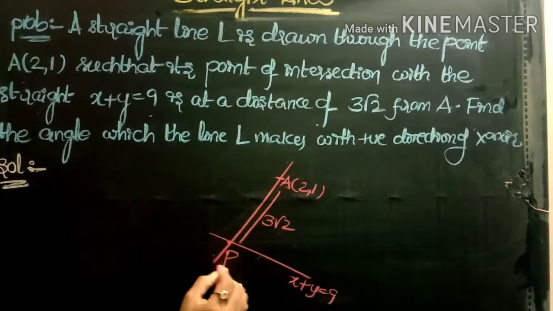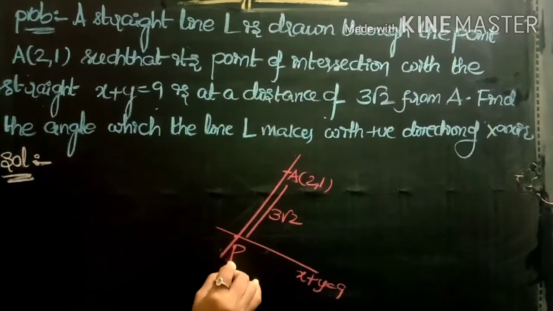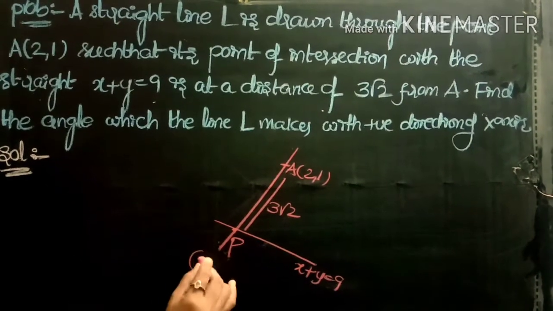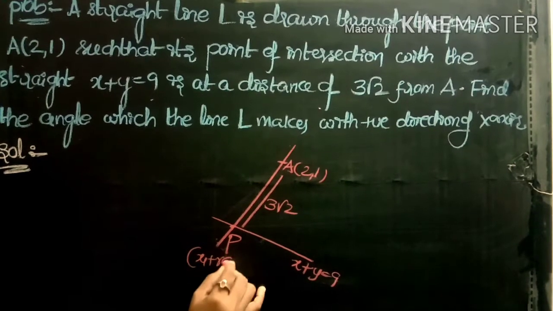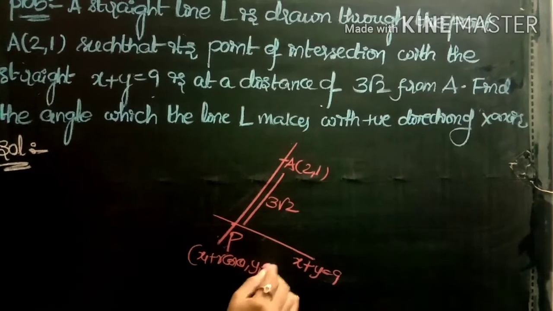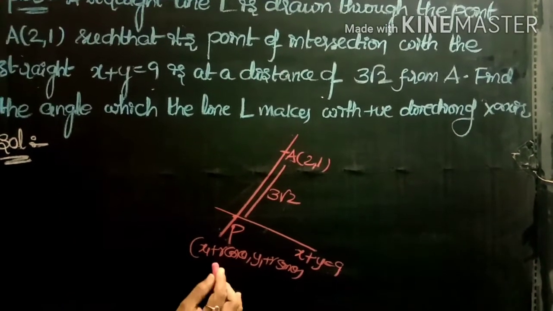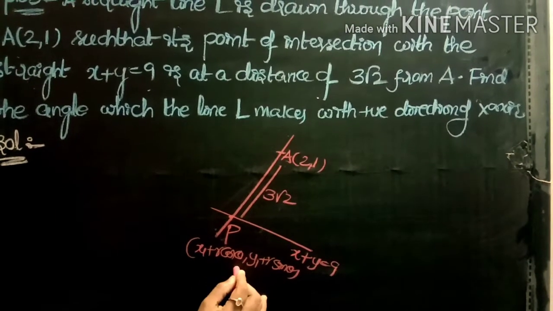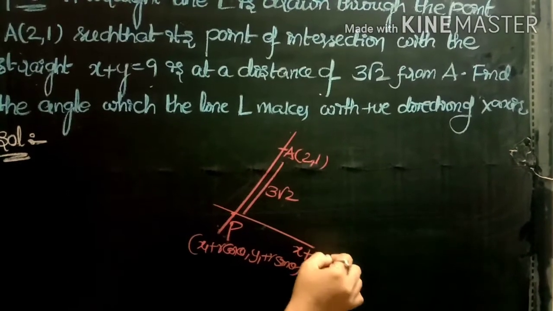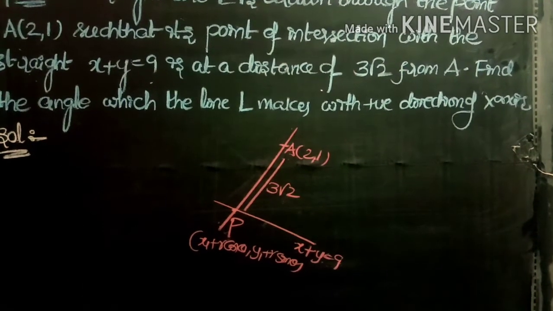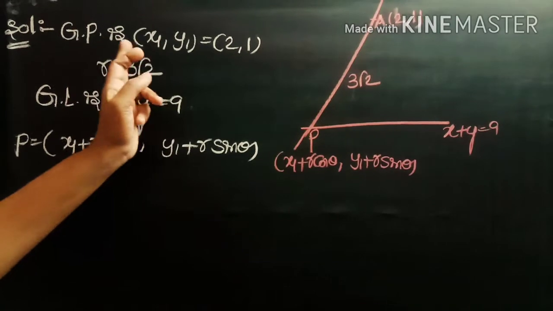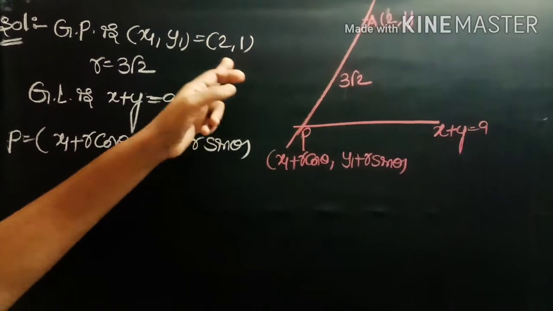So here, what are the coordinates of P? We are finding the coordinates of P by using the formula x1 plus r cos theta, y1 plus r sin theta. What are x1, y1? 2, 1. What is the r value? 3 root 2. After finding this value, we substitute this point in the line equation. After simplification, we will get the value of theta. That is the procedure.